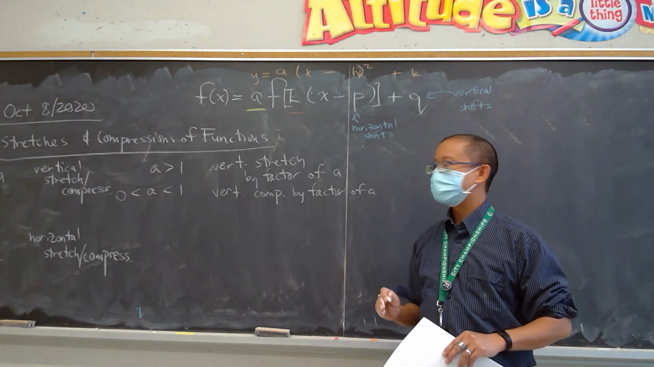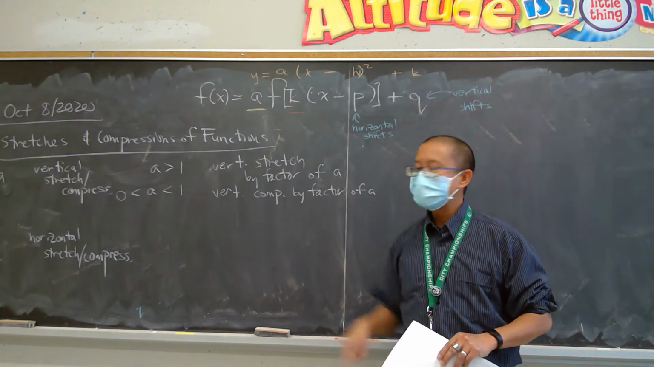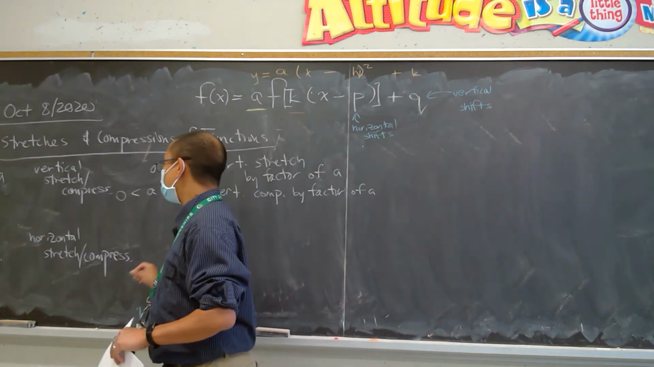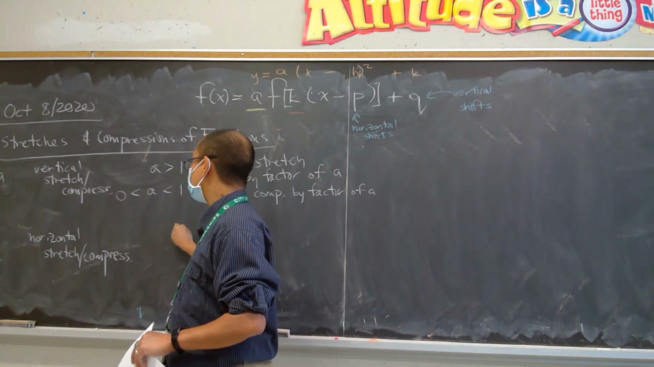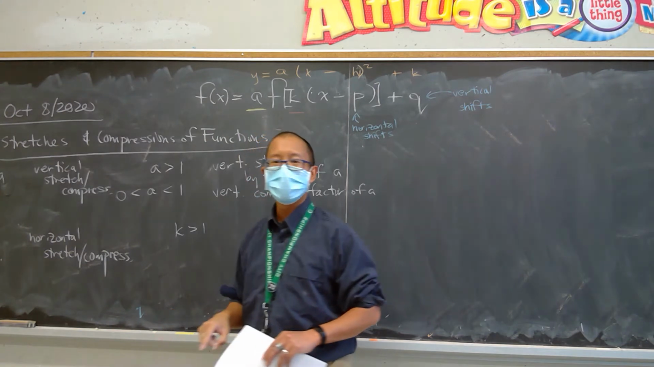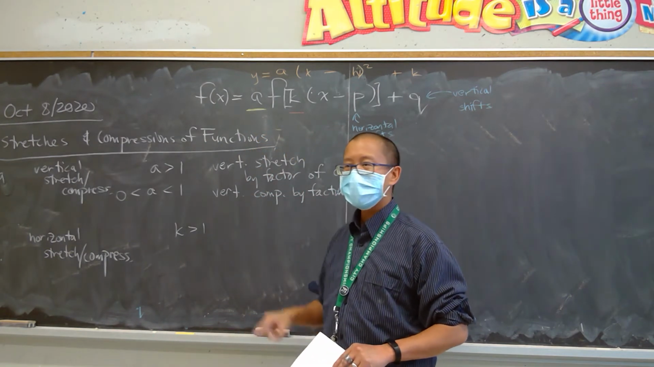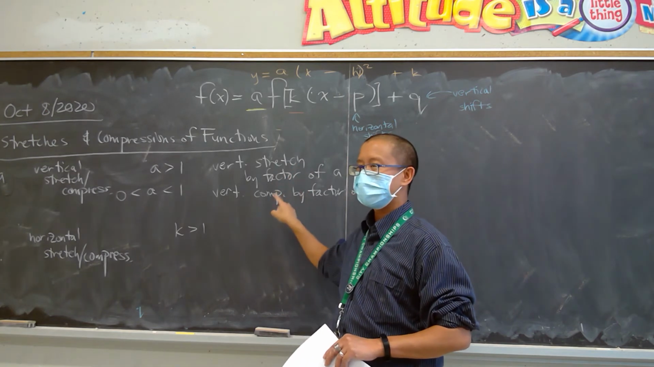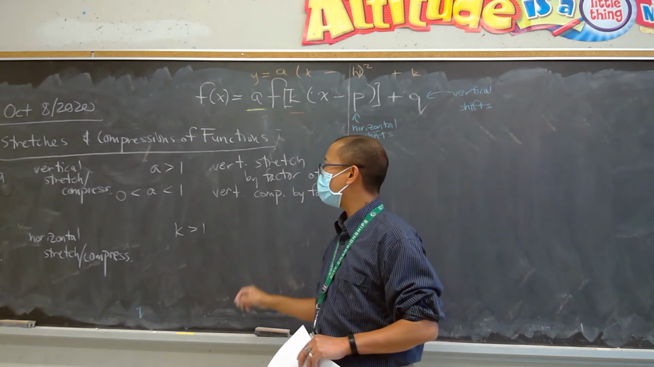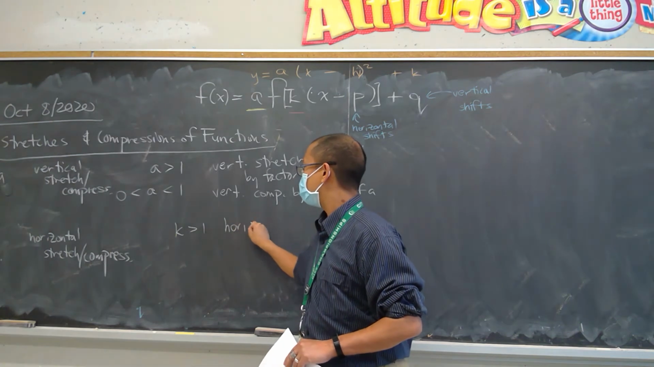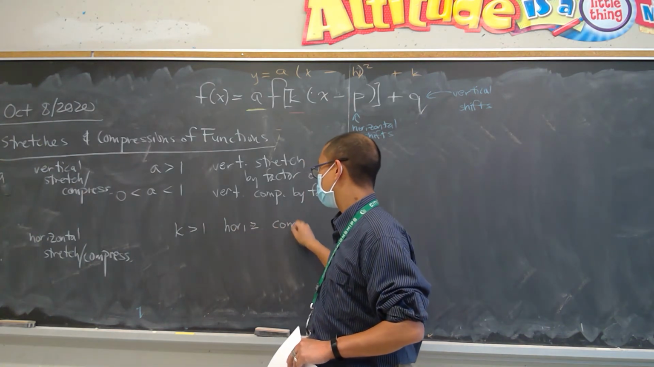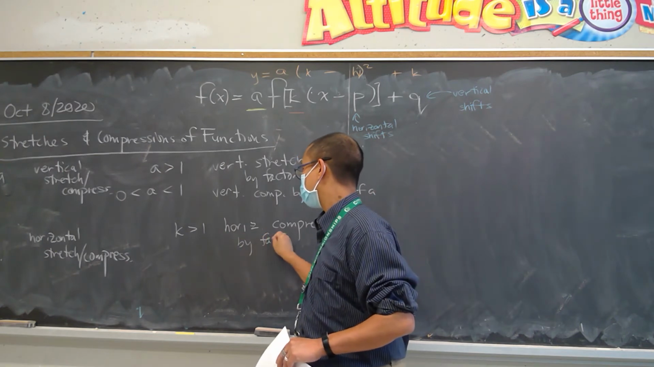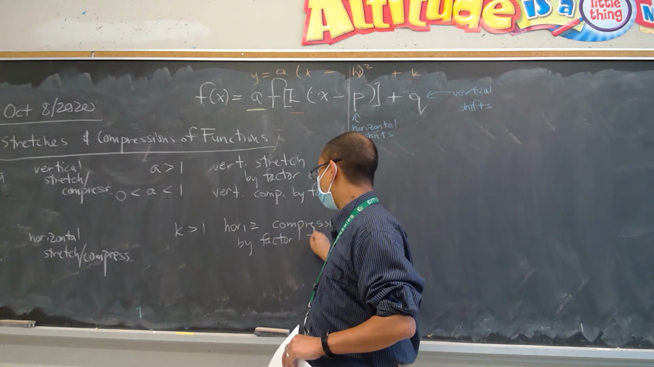Here's where K gets a little weird. When we talk about horizontal stretches and compressions, it's going to be the reverse. When K is greater than 1, you'll see in a moment, it's not directly related. So notice what I've used. This is the standard. When K is greater than 1, it represents a horizontal compression by a factor of 1 over K.